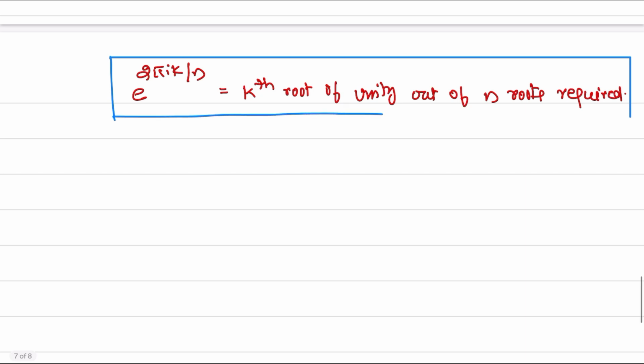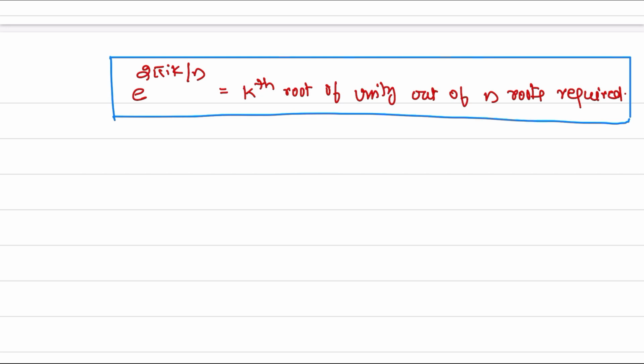And now from this you can understand the meaning of roots of unity, and this is the equation for roots of unity. e to the power of 2 pi I k by n denotes the kth root of unity out of the n roots required, or n roots available. Either way you can use it. The wording is not important. The understanding of this equation is more important in the examinations.